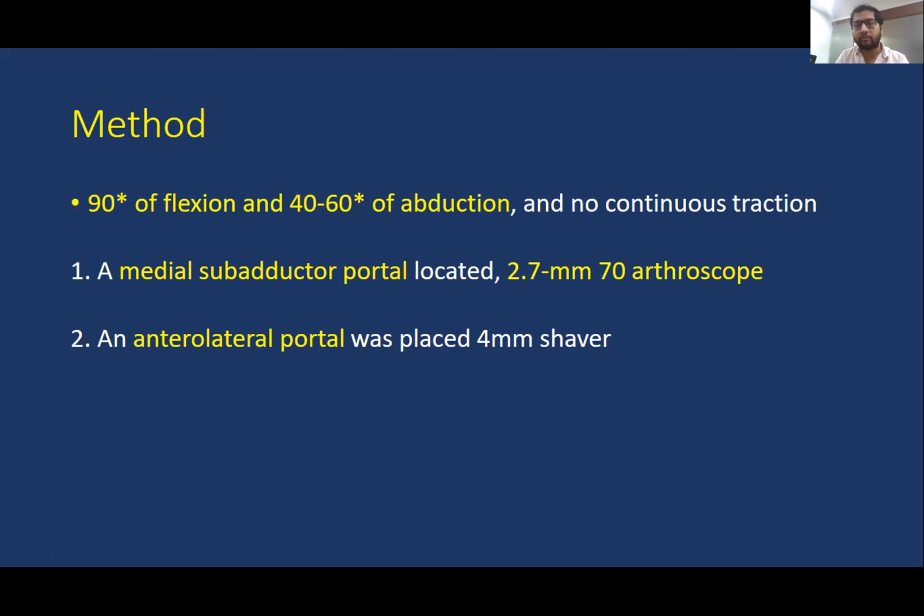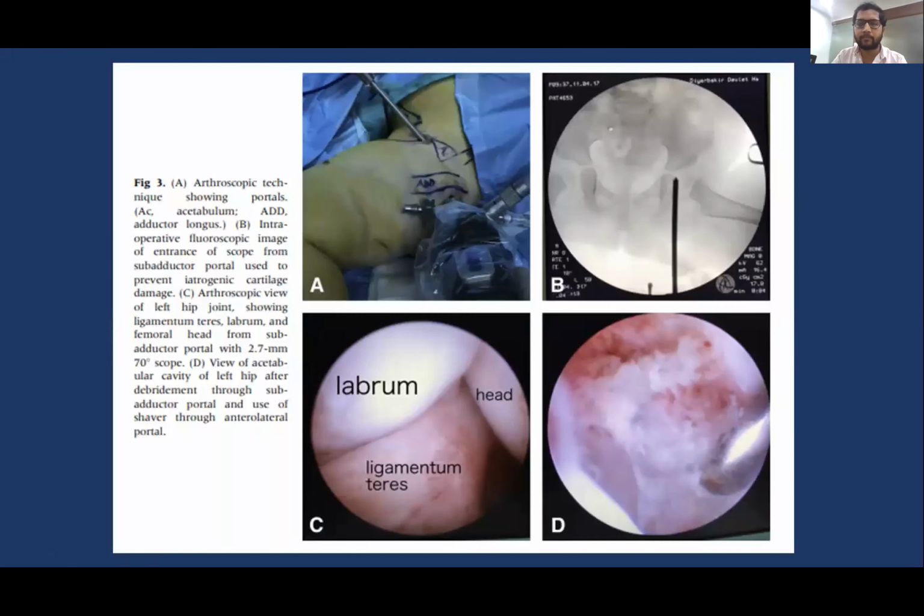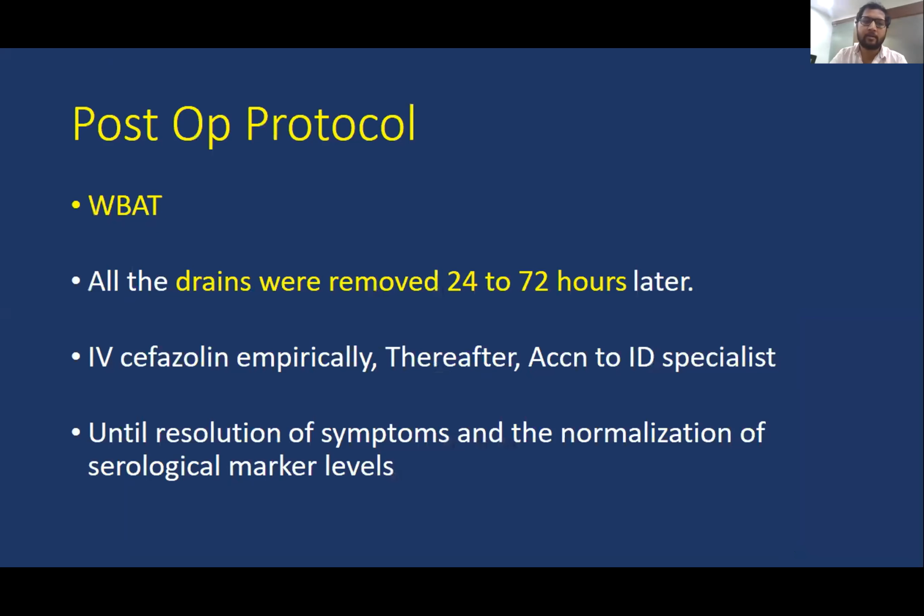So they did not use any traction in this method. This was the difference in their arthroscopic treatment. They used only 2 portals in place of the standard 3 portals, and they did not use continuous traction in these children. So in a flexed and abducted position, a medial subadductor portal with a 2.7 mm 70-degree arthroscope and an anterolateral portal was used as the working portal, as shown in these images.